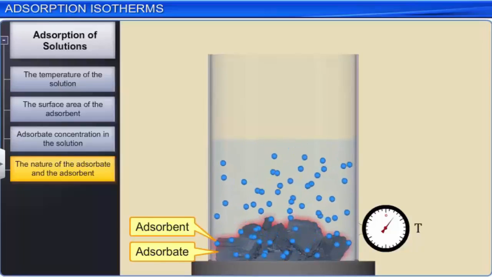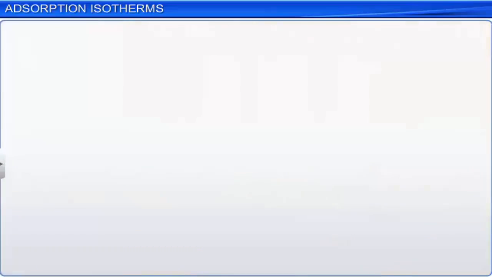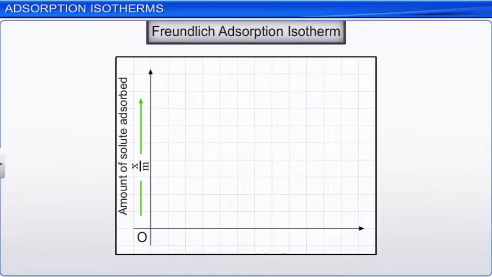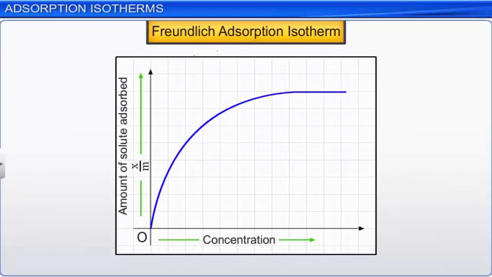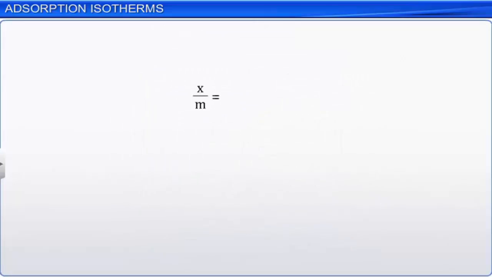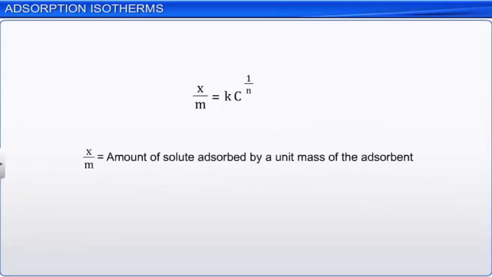Variation in the extent of adsorption with the concentration of the solute is usually represented by the Freundlich adsorption isotherm. The equation can be represented as x by m is equal to K multiplied by C to the power 1 by n, where x by m is the amount of solute adsorbed by a unit mass of the adsorbent, and C is the equilibrium concentration when adsorption is complete.